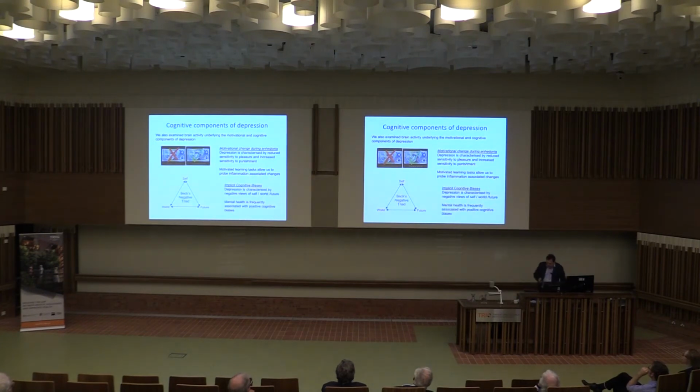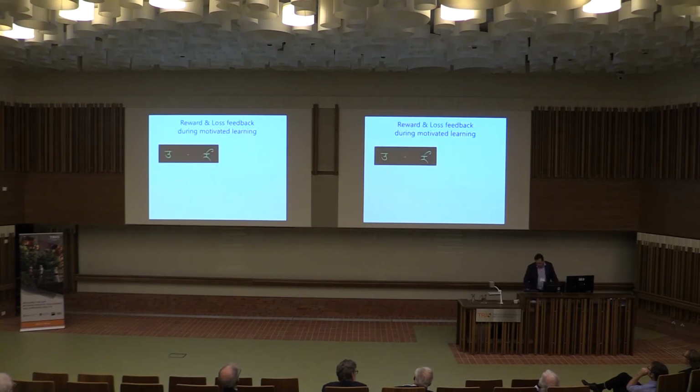And secondly, cognition. Here's Beck's negative triad, which says cognitive theories of depression hold that depression is also a cognitive disease. It is associated with changes in cognition: negative thoughts about the self, about the world, and about the future. And you can see these cognitions by measuring the way people think and talk. So we thought we'd look at that also.